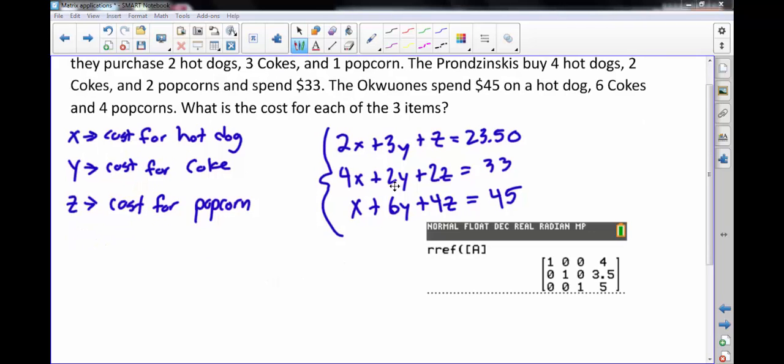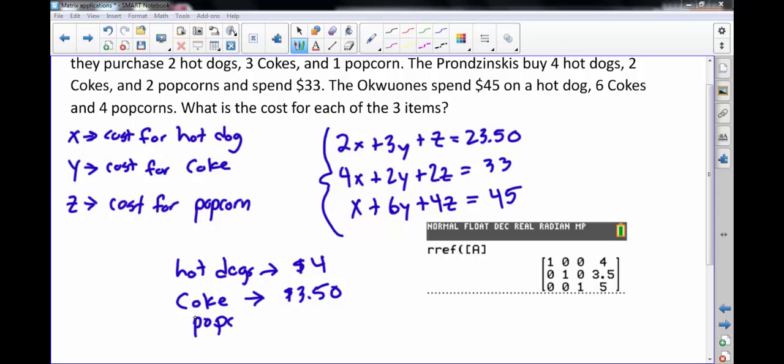All right, welcome back. I've entered this matrix. I've gone ahead and done the reduced row echelon form. And basically what I found out was that hot dogs were $4. The Coke was $3.50, and popcorn looks like $5 for a bag of popcorn.